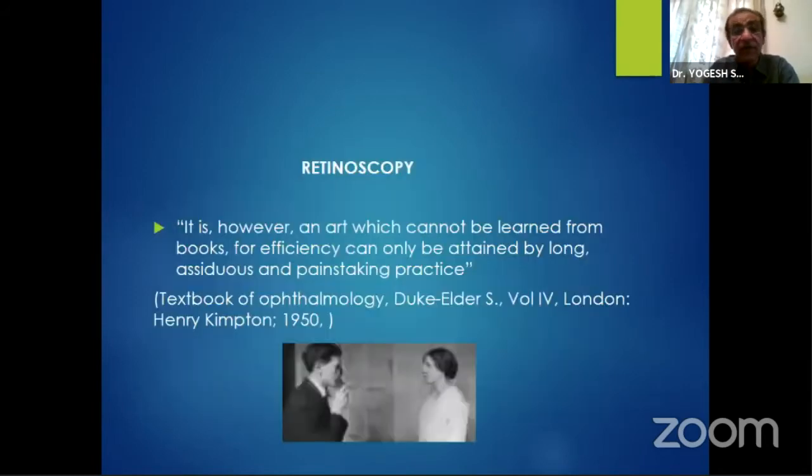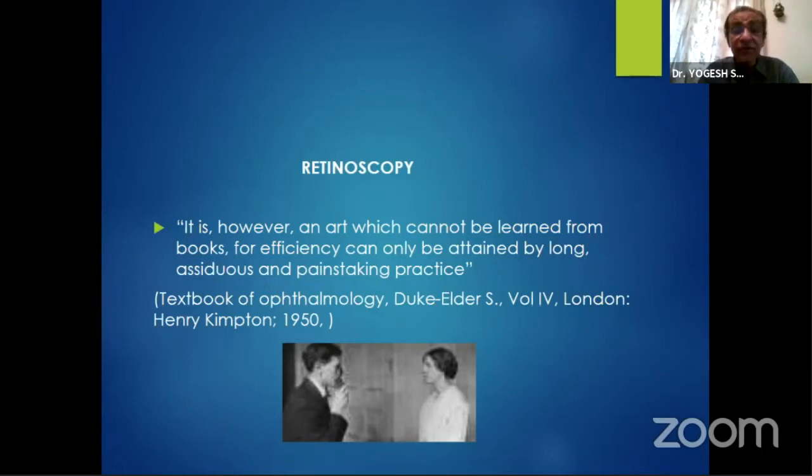Now this is from my book, what has to be given at what age. We'll skip that. Now retinoscopy, as I told you, is an art. It is an art which cannot be learned from books. That's why I had written that book on management of refractive errors, because I know it is for all ages, but more impetus has been given to children.